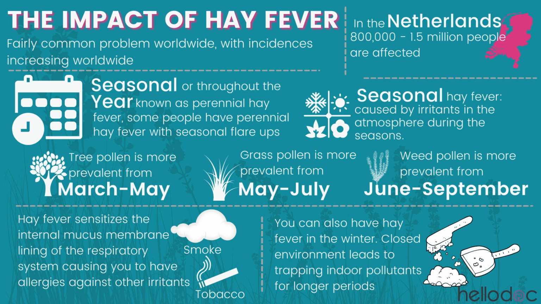So there are two types. Some people only get it around that time of the year, which is called seasonal hay fever. And for some people, it really affects them throughout the year, which is called perennial hay fever. So as you can see, tree pollen affects people in March to May because it is when it is in our environment, grass pollen during May to July, and weed pollen from June to September. So these are just some examples of the many different irritants.